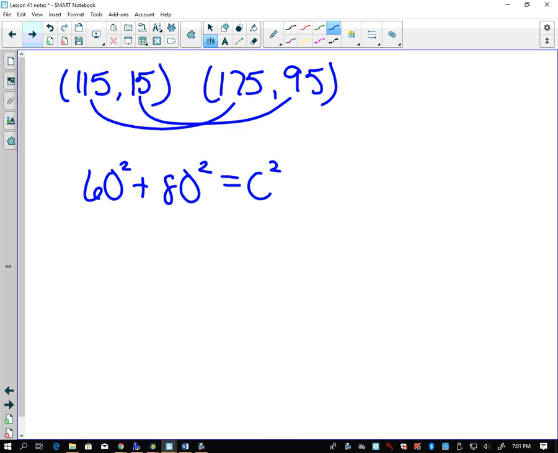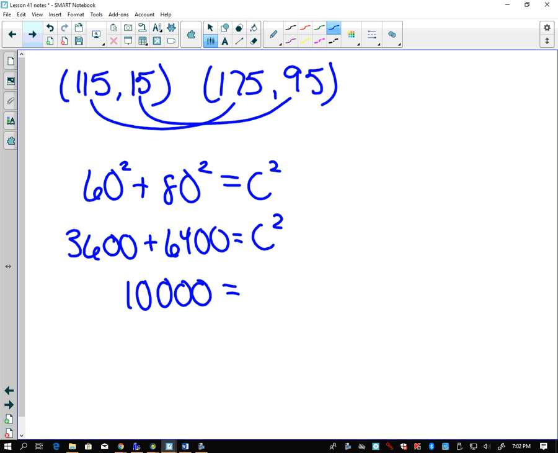Okay, so 60 squared should be right around 3,600. 80 squared should be, I believe, 6,400. Okay, 3,600 and 6,400 should give you 10,000. Square root that, should get 100. 100 times 100 should give you those 4 zeros. So 100 should be your distance. Let's double check our answer here on number 2. And 100 is our answer.